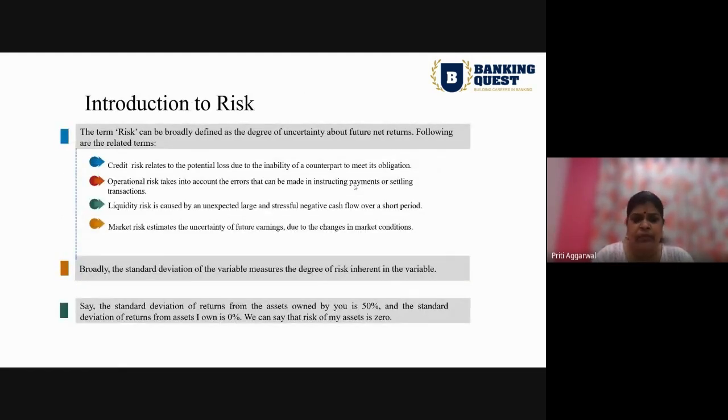So this is something which I have already said. The term risk is defined as the degree of uncertainty about your future net return. So friends, let's say we are talking about ABC security. Let's say I have ABC shares. Today, the spot rate of these shares is rupees 100. We are very well aware that after 1 month, the ABC shares may either go to 150 per share, or it may go to 50 per share.